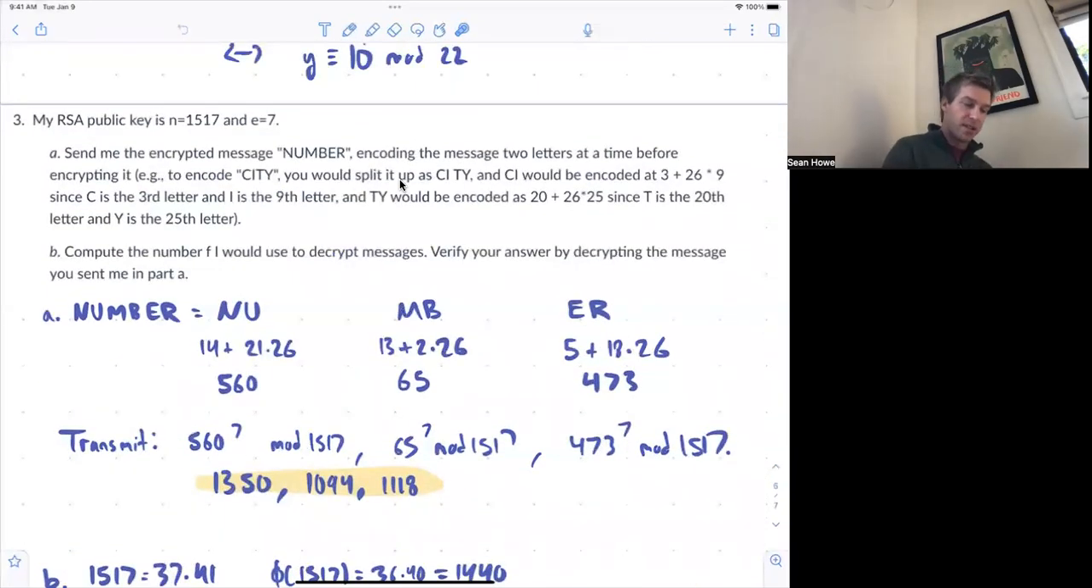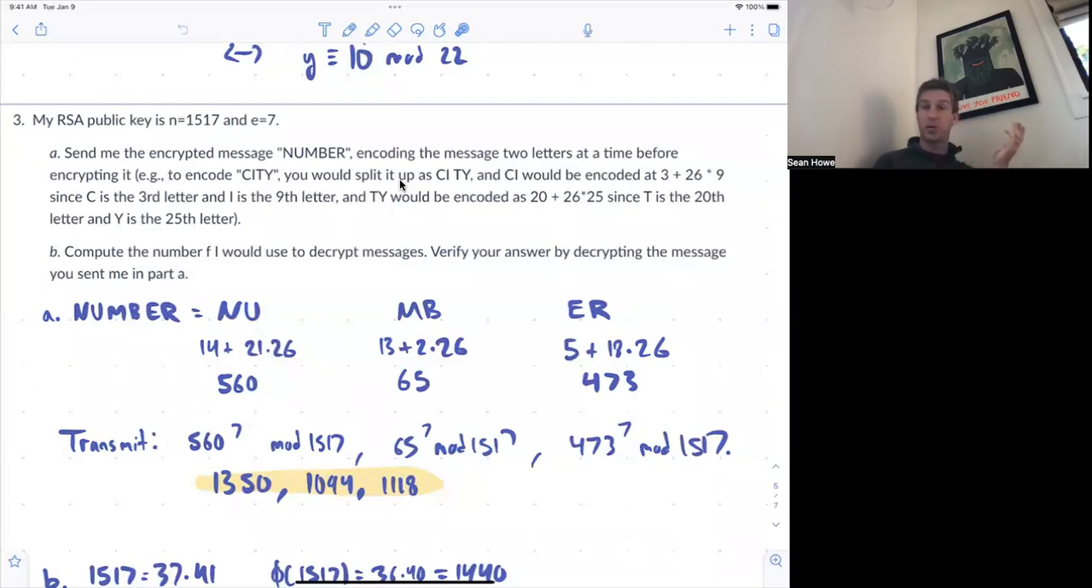Problem 3 was an RSA problem. For part A, I wanted to send the encrypted message number by encoding it 2 letters at a time, using N equal to 1517 and E equal to 7. To transmit it, first I break up the number into 2-letter chunks, so NU, MB, ER, and then I encode each pair of letters by taking the number of the first letter plus 26 times the number of the second letter.